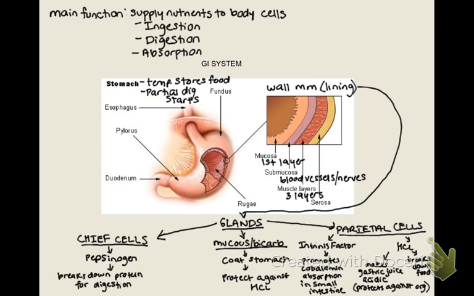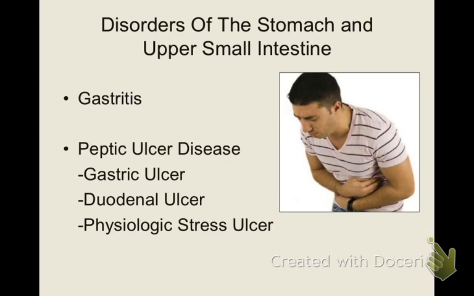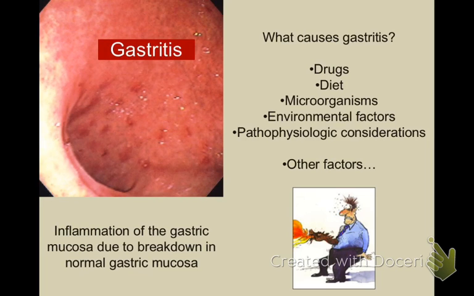Okay, so our disorders of the stomach and upper small intestine: we have gastritis, which is what we'll start with, and then peptic ulcer disease, which includes gastric ulcers, duodenal ulcers, and physiologic stress ulcers. So we're going to start with gastritis.